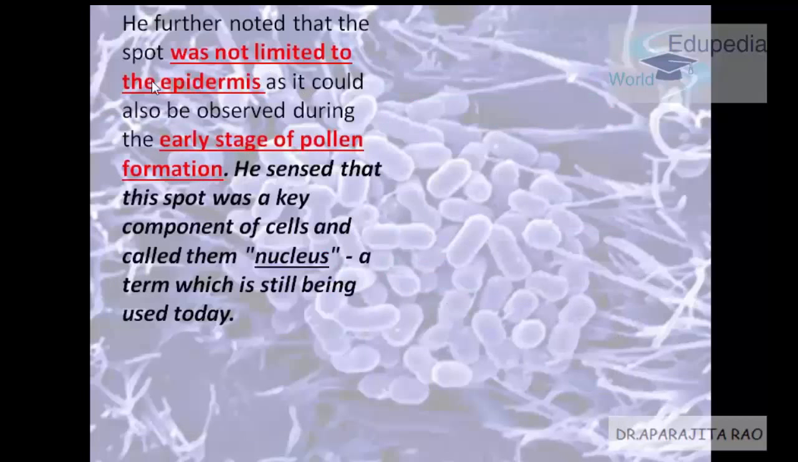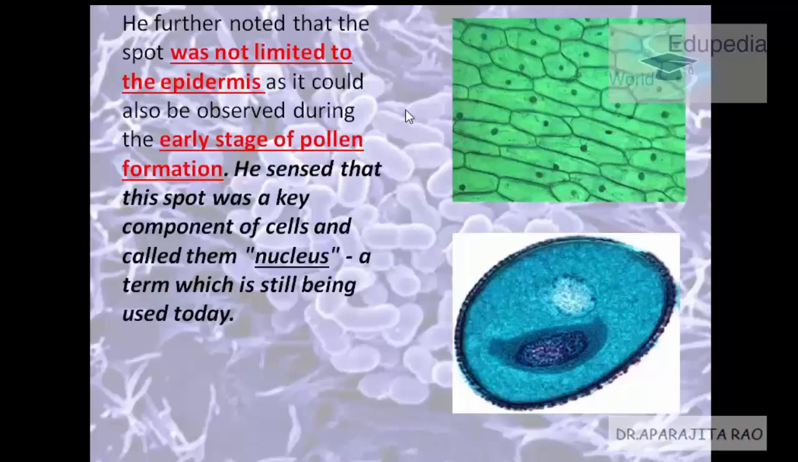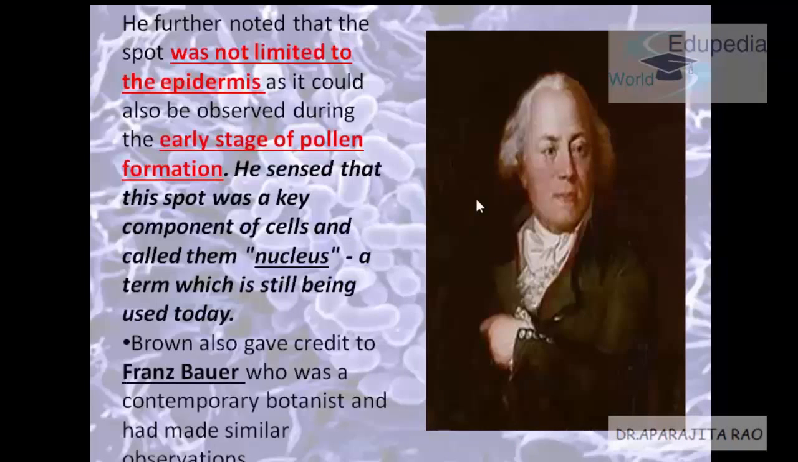But Mr. Brown said that this spot was not limited to just the epidermis. This is a histological section of the epidermis of a plant, and this is that spot right here. He saw the same spot in early stage pollen formation. So he thought because it is present in all the cells, maybe it is a key component of cells. And he called them nucleus, and that term is still being used today. So I think we should hold that term in memory right now. And he even gave the credit to Mr. Franz Baer. I think Mr. Robert Brown was really modest to do so.